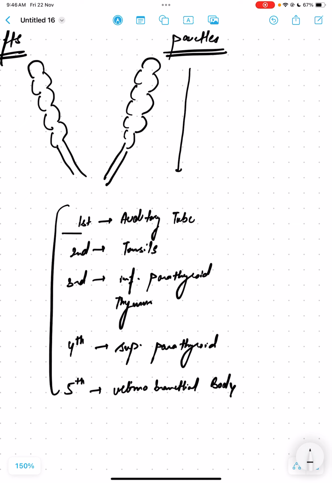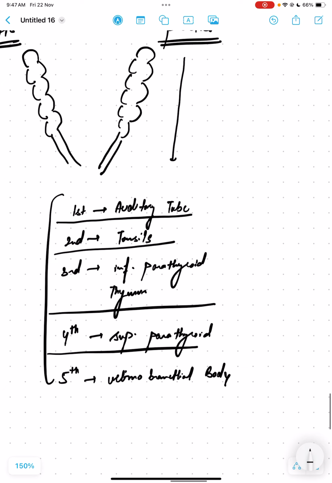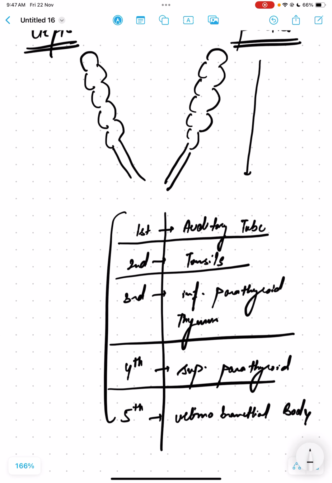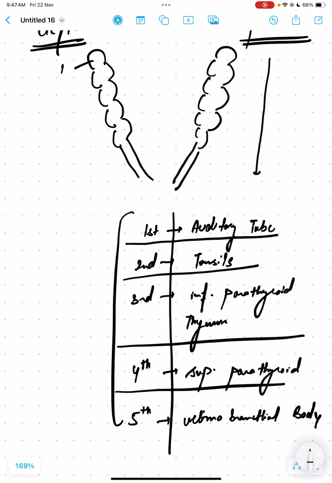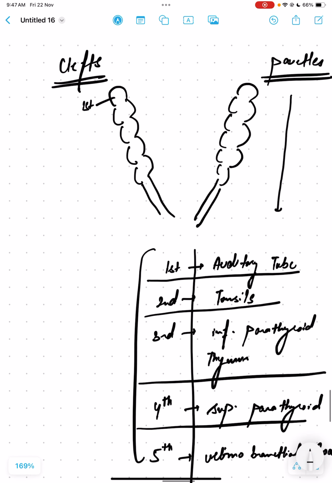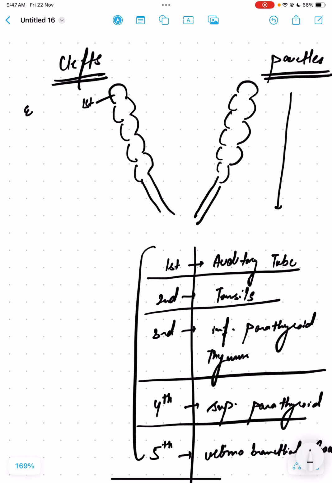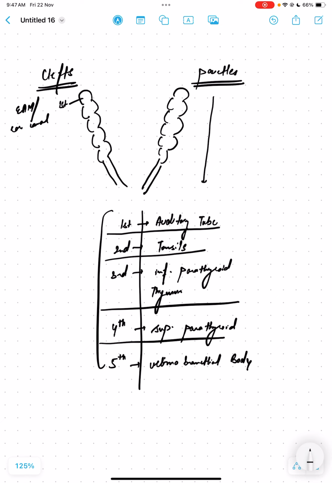What are the structures that we see from the endodermal pouches? First of all is the auditory tube, second is our tonsils, third is our inferior parathyroid along with thymus, fourth is our superior parathyroid, and fifth is the ultimobranchial body. Okay, while from the first cleft, endodermal cleft, we will get the external auditory meatus, also called the ear canal. Okay, don't confuse external auditory meatus with auditory tube.